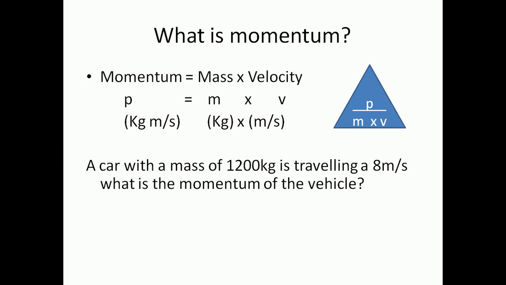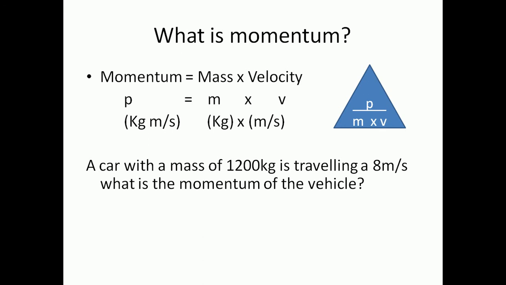So a car with a mass of 1,200 kilograms is travelling at 8 meters per second. What is the momentum of the vehicle? So what do we need to do? Well, to start off with, we need to check that our units are correct. So our car has a mass of 1,200 kilograms. I can see that those units are correct. They're in kilograms, which is what they need to be in, and I can also see that the velocity is 8 meters per second and the velocity is meters per second. Therefore I don't need to convert any units first. I can simply multiply these two numbers together.